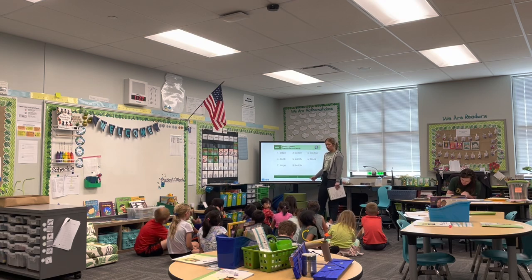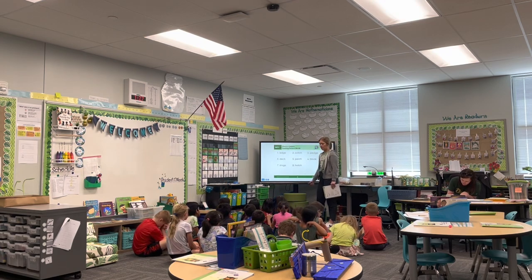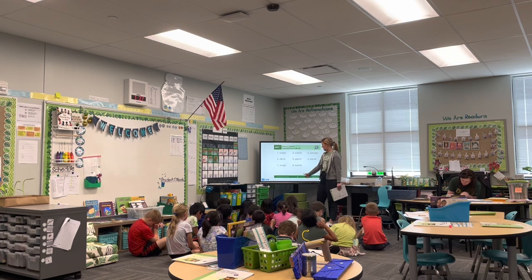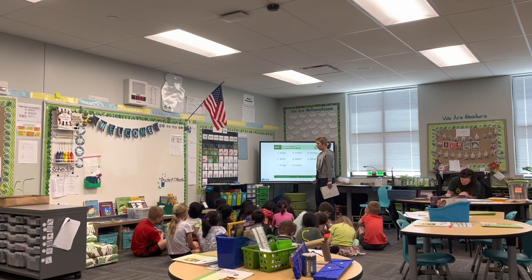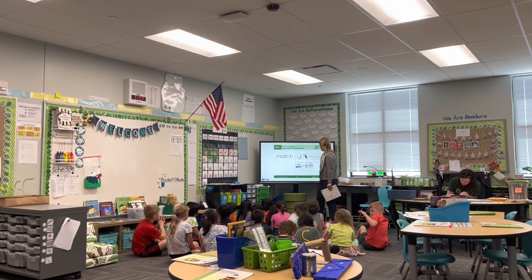Mosin, what word is this? Hatch. Why do we use TCH? Because it's a short vowel. Where's our short vowel? The A says ah. Okay.